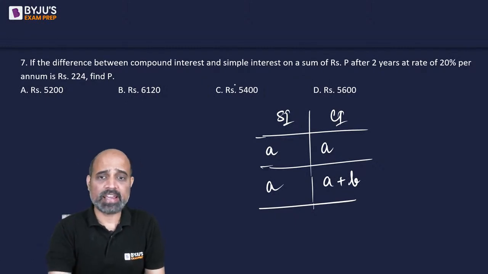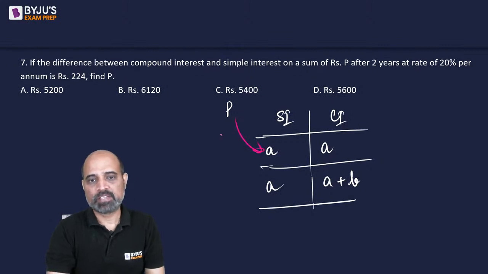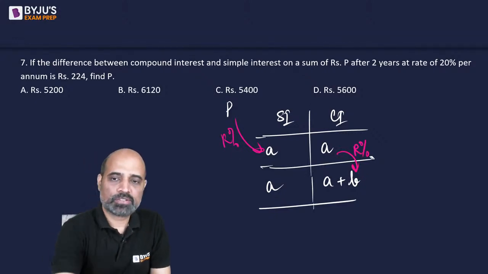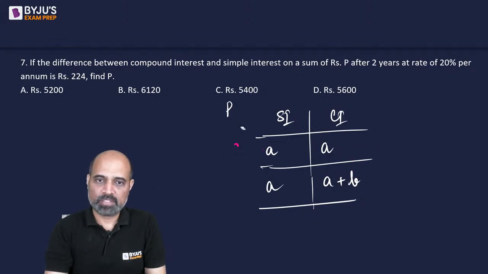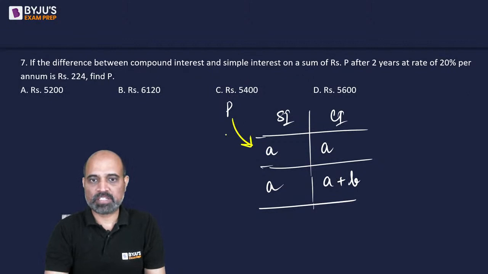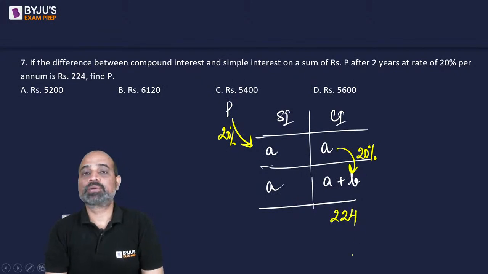How are A and B related? So P is related to A, principal by R percentage, and A is related to B by R percentage. We use this, so I am removing this. So right now we know that whatever the principal is, its 20% is going to result in A, right? And A's 20% is going to result in B. The total value given to us is 224.